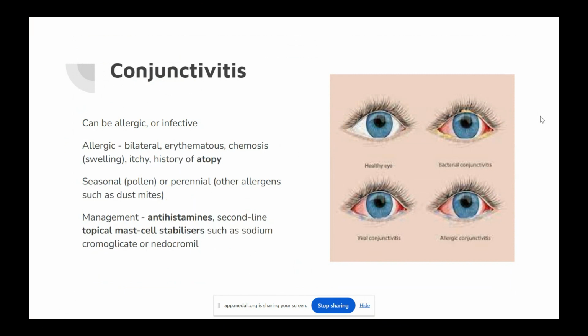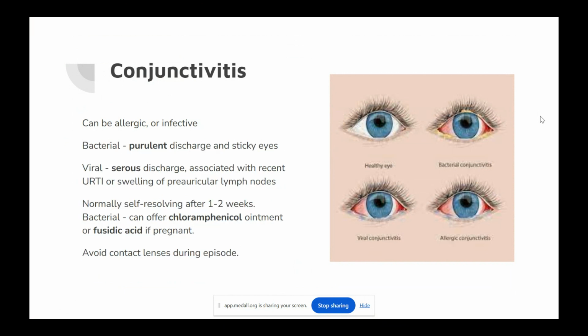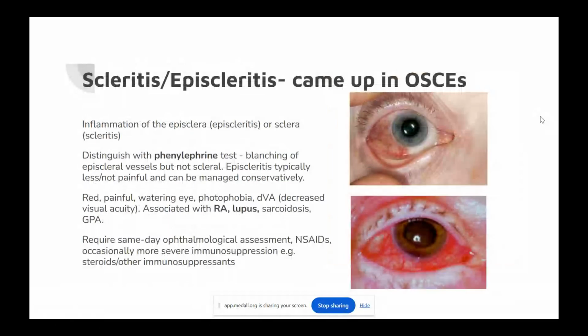If it's an allergic conjunctivitis, you'd manage it like most allergies, except a lot of the times it's just a bit more topical, so your mast cell stabilizers. With infective ones, you can split it into your classic bacterial and viral. I won't ask you to distinguish between both. There's other causes, but these are the two main ones.